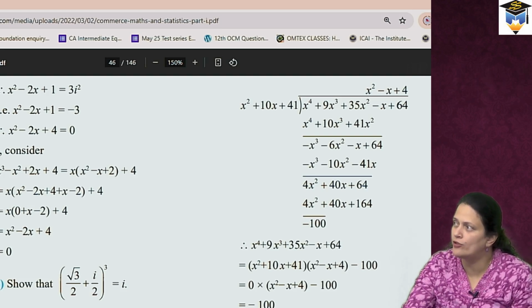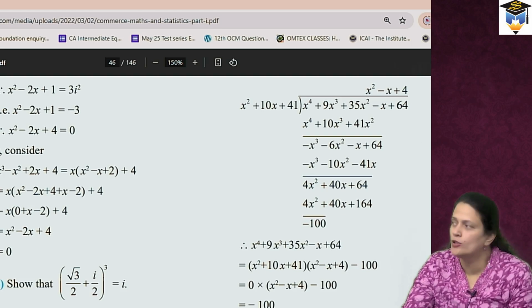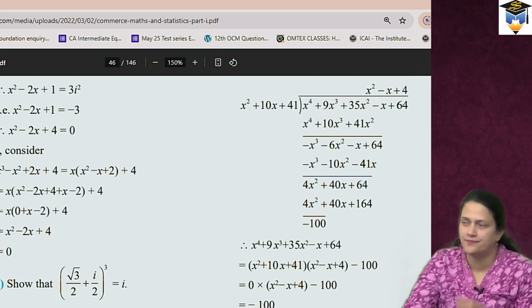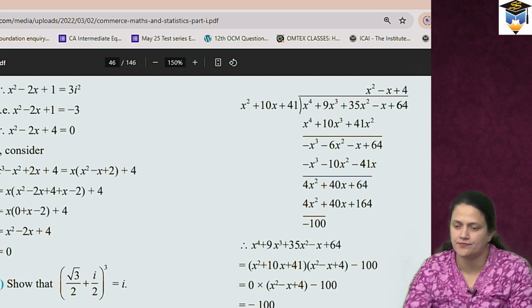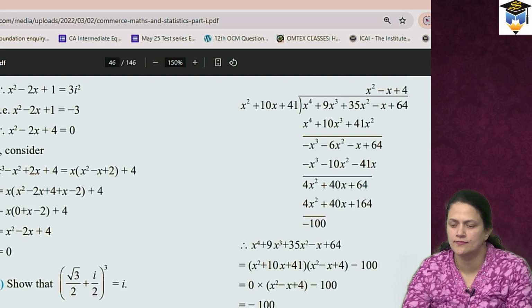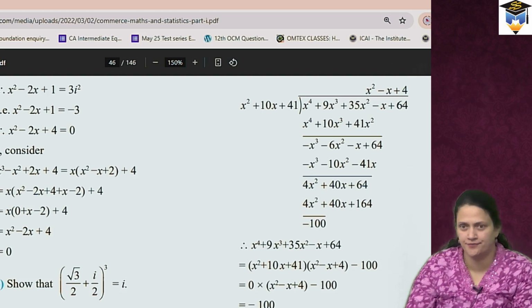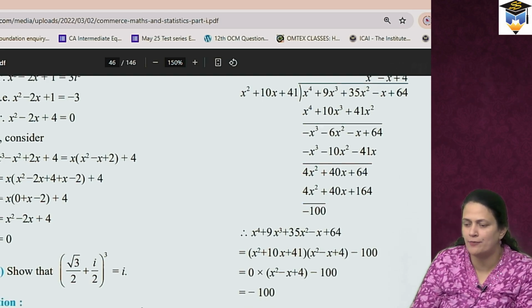Swati, Govind, have you understood? Division also, both of you? Yes? Do let me know in the chat box. Done? So now let us do exercise 3.1.